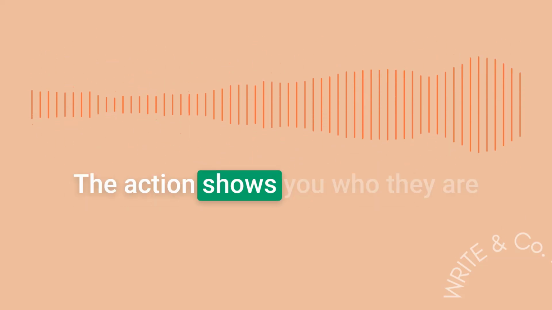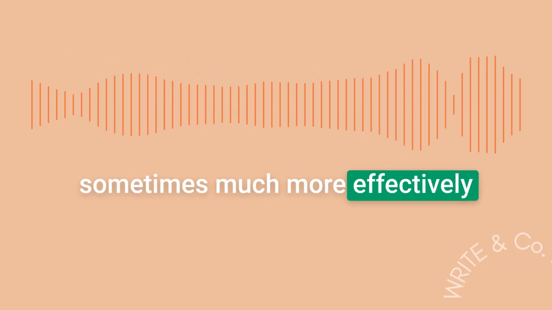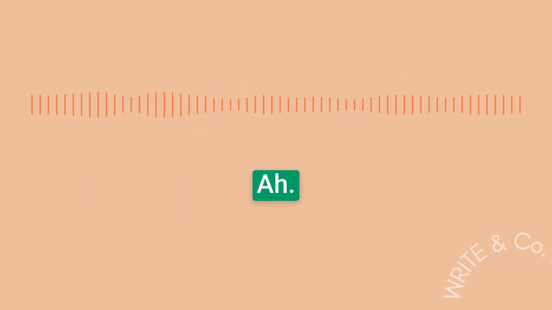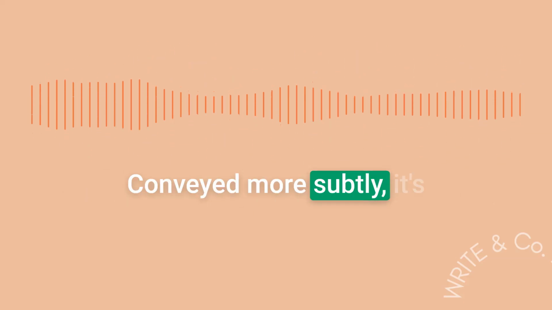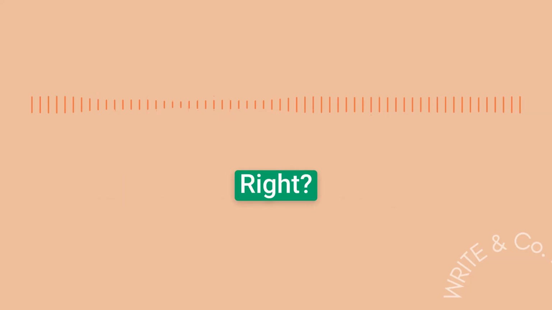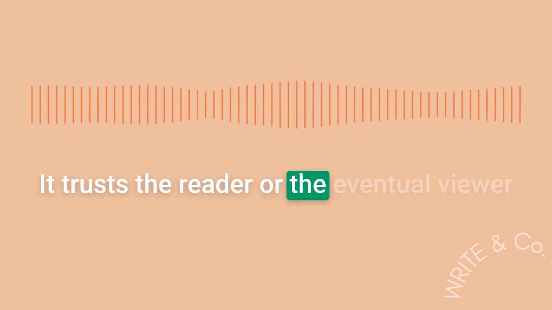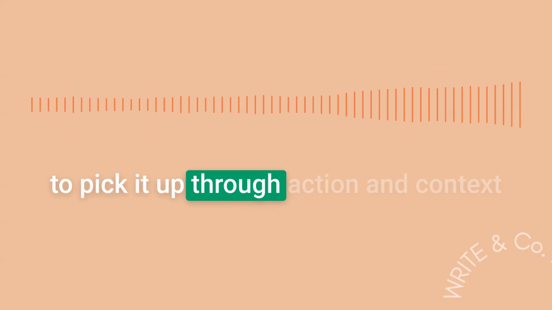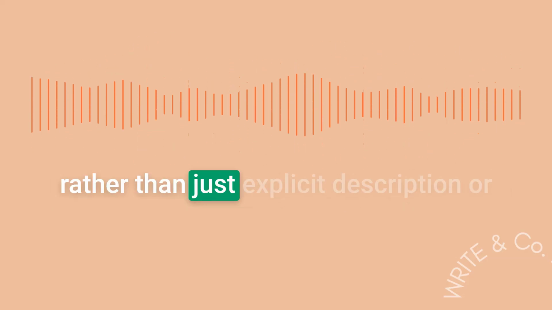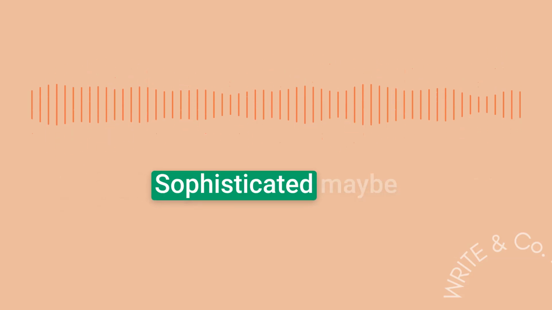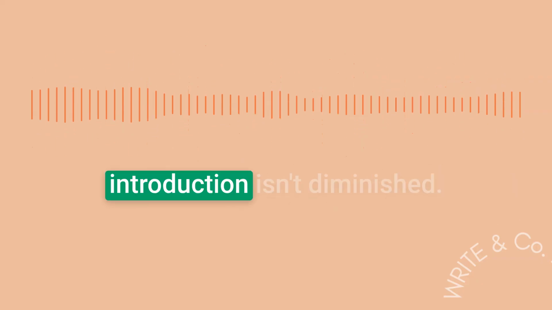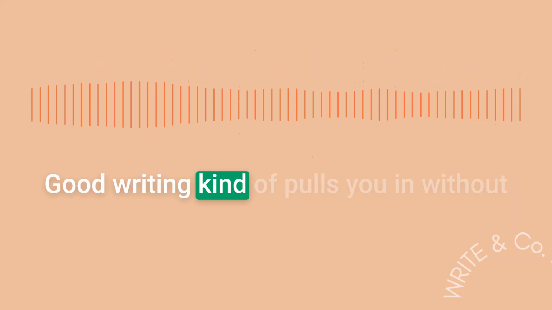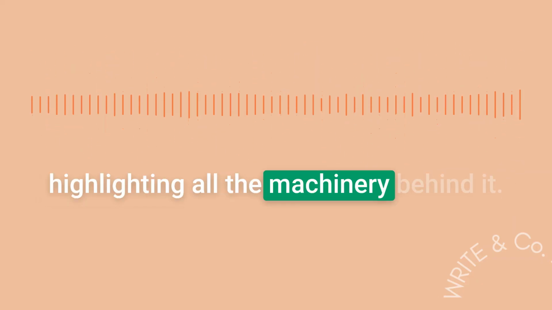Yeah. The action shows you who they are, sometimes much more effectively than just telling you in a description. So it's not that the information isn't there, it's just conveyed more subtly. It's integrated into the scene itself. Right. It trusts the reader, or the eventual viewer, to pick it up through action and context, rather than just explicit description. More sophisticated, maybe. Exactly. The description might be minimal, but the impact of the introduction isn't diminished. Good writing kind of pulls you in without highlighting all the machinery behind it.